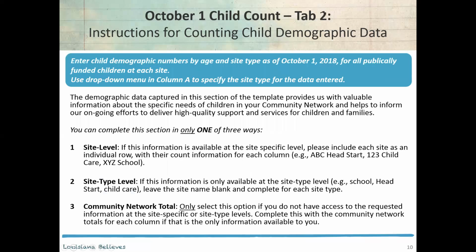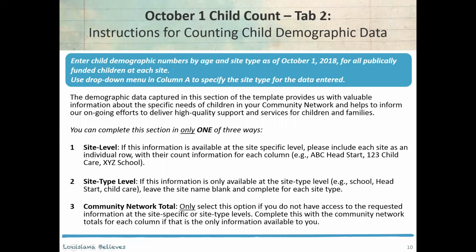You can complete this section in only one of 3 ways. So you would choose one of these ways to complete this section. You can complete it at the site level. So if you have information for each site, you would include each site as an individual row with their count information in each column. So you would identify ABC Head Start or XYZ School, and you would list their demographic information on one line.